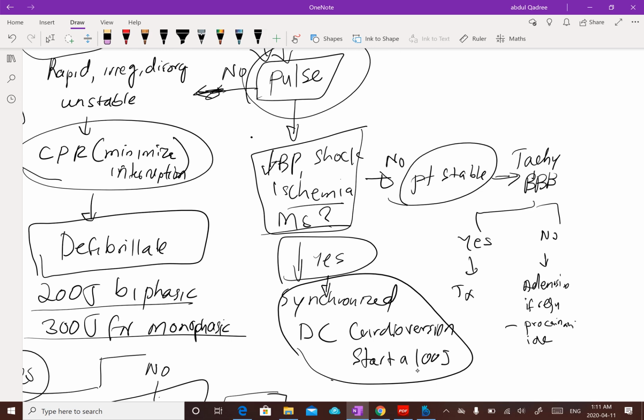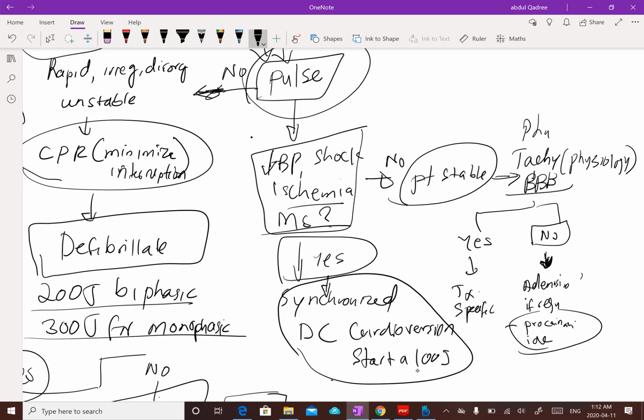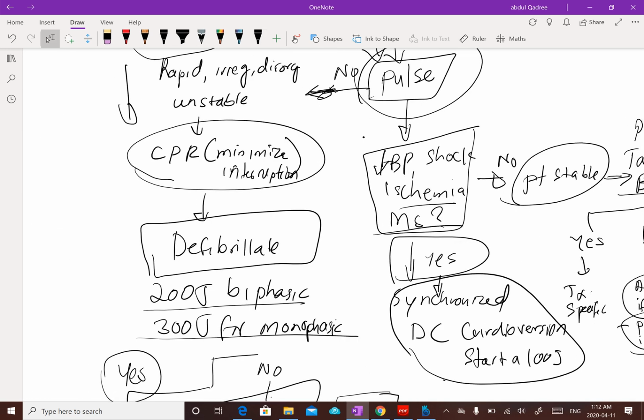So you want to know whether this is physiologic tachycardia, for example physiologic tachycardia with a bundle branch block. If yes, then you treat the underlying cause, the specific tachycardia, whatever it is. If not, it means something is causing it, and accessory pathways can be the reason for these kinds of tachycardias. Then procainamide or adenosine can be used to control these. I hope you understand a little bit of the treatment for ventricular fibrillation.